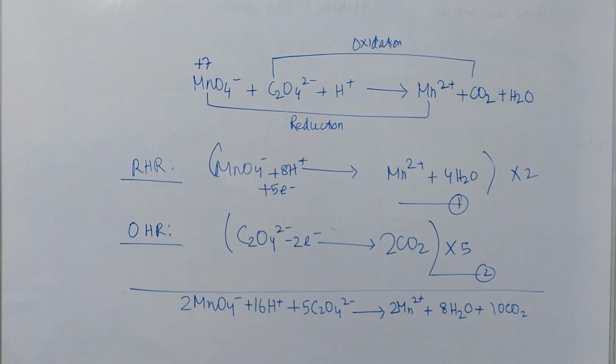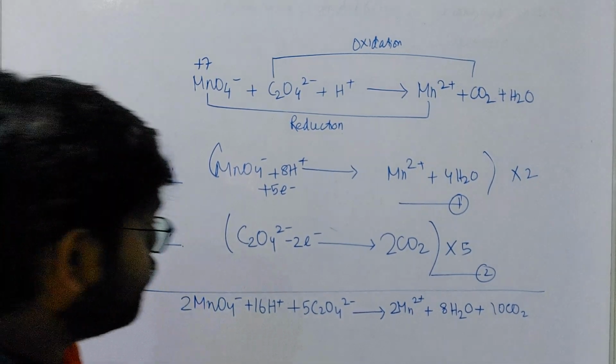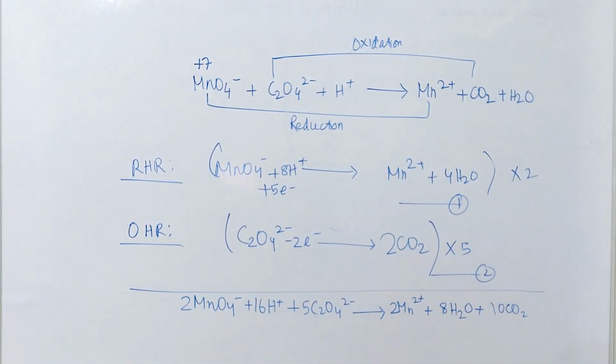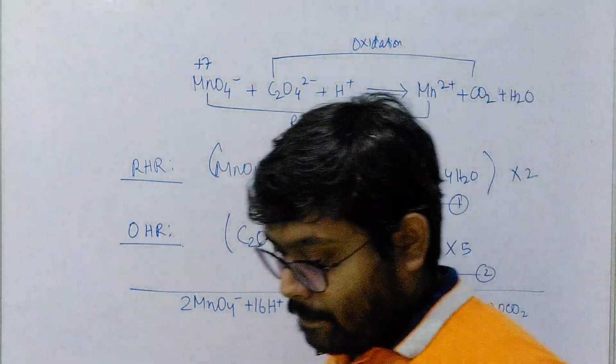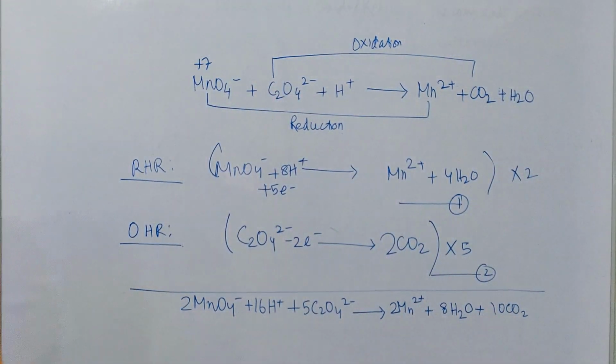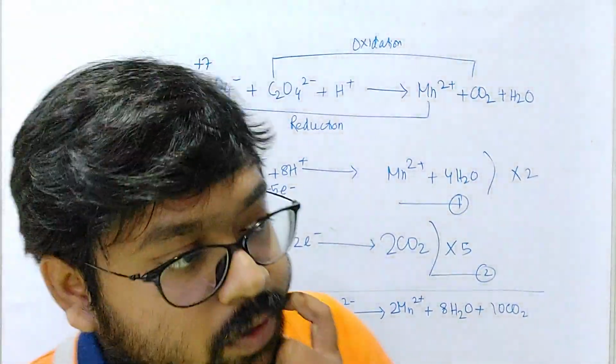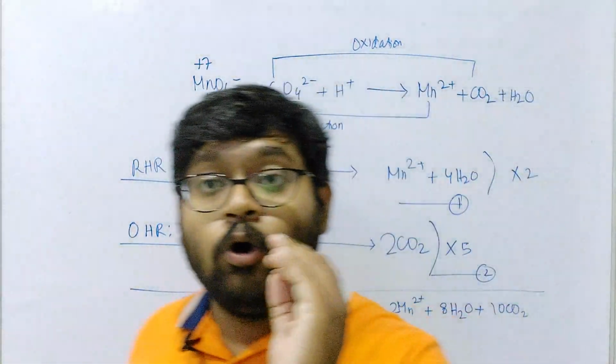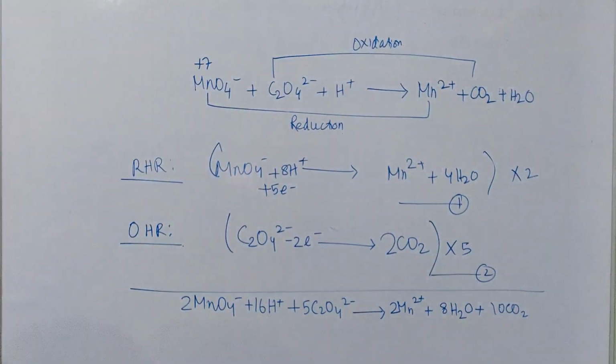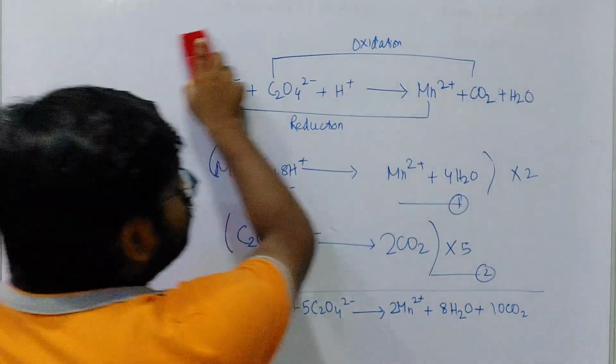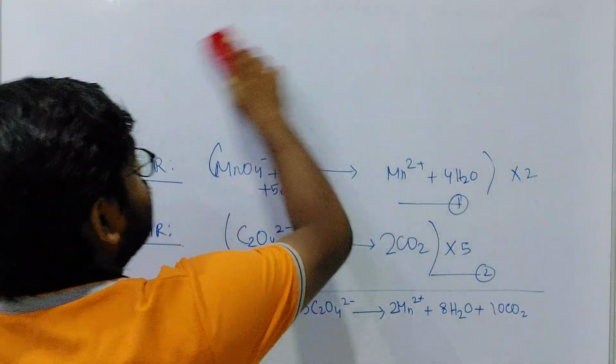Now you can check whether the chemical equation is balanced or not. It's very easy. It is balanced. You can check. I have already checked. Everything is balanced here. So I hope you have understood how to balance a chemical reaction in acidic medium. Now I will give you a few homeworks so that you can practice this to improve yourself in balancing a chemical equation.